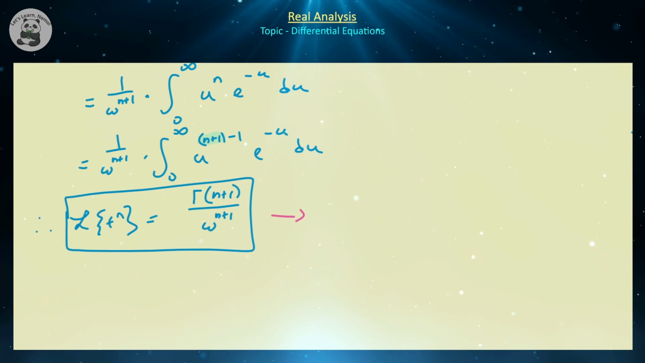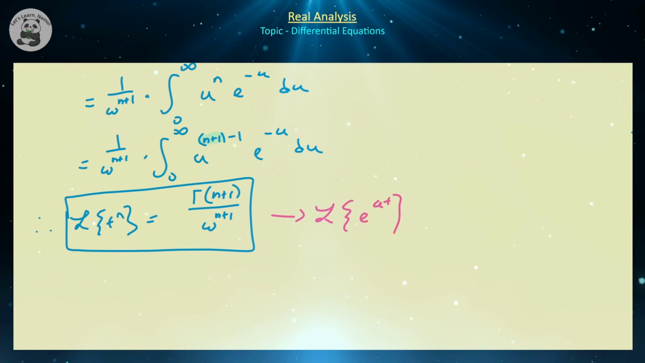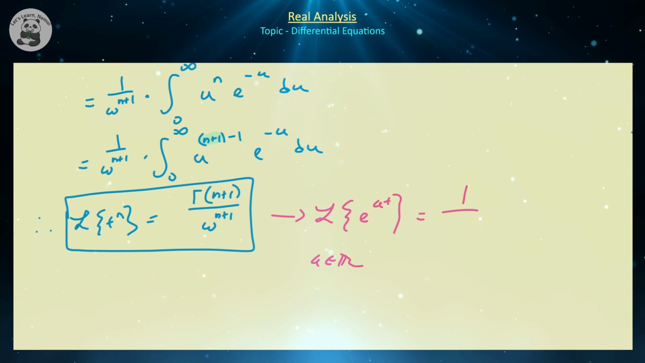And another useful one is the Laplace transform of e to the at, where a is a real number. And you should be able to show that this is equal to 1 over omega minus a, using similar tricks using the definition of a Laplace transform.